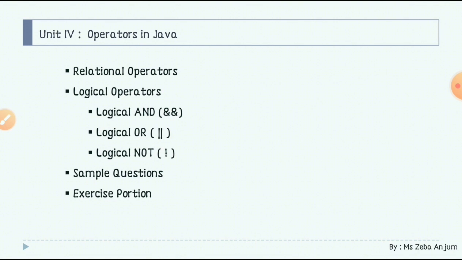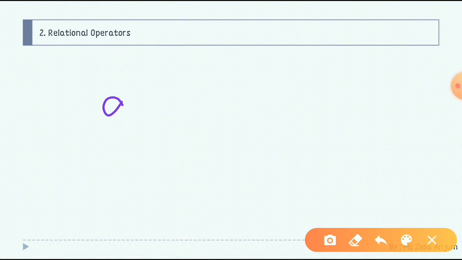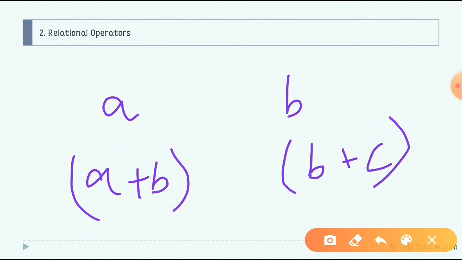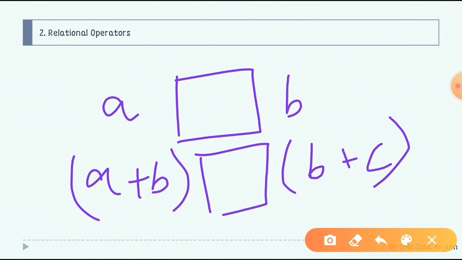So let us start with the first one, that is relational operators. Basically, relational operators are operators that define the relationship between either two operands or two expressions. You can have operands on both sides, or you can have an expression on both sides. The operator that defines the relationship between the left hand side and right hand side is basically a relational operator.